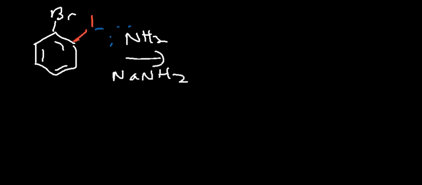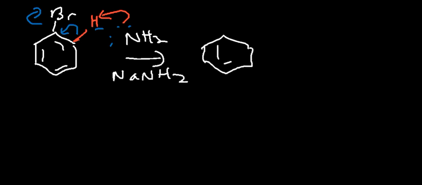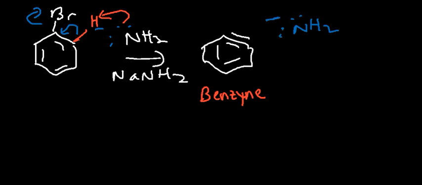Now, there's a hydrogen here. And so what sodium amide does is the amide ion grabs the hydrogen. These electrons are used to form a triple bond, and then the bromide ion is expelled. So now we have a benzyne intermediate. As you can see, it's like a benzene ring, but with an alkyne, so they call it benzyne. Now, some of the NH2- has been converted to NH3, but you still have some NH2- left over in the solution.